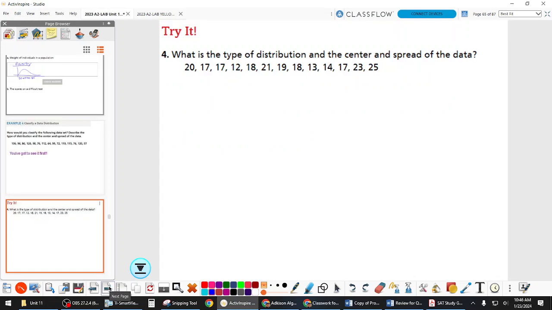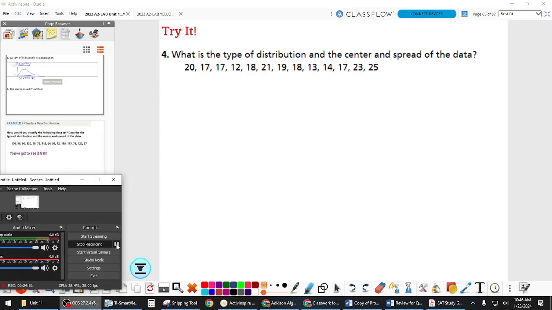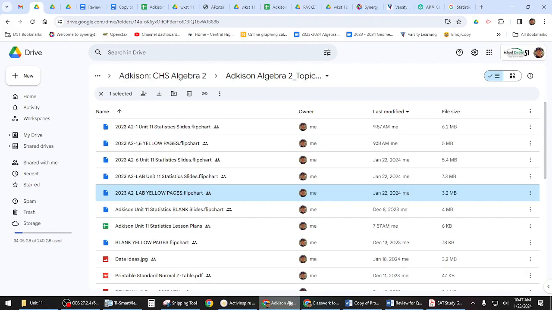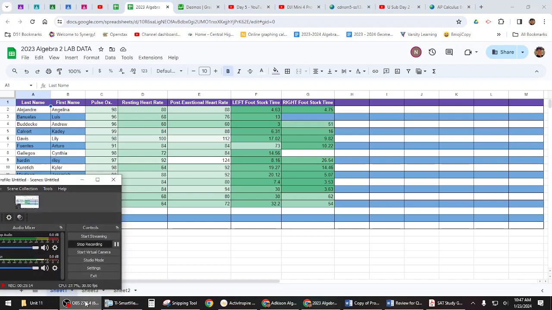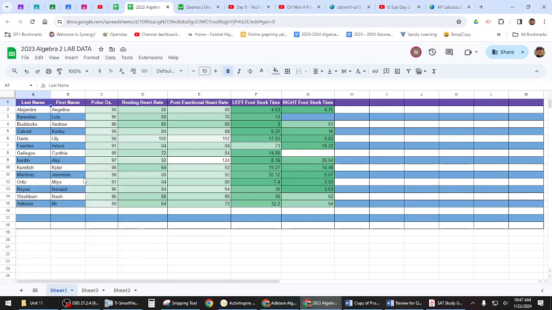Let's do a little shorter one. So you can access that data either up here or on Google Classroom. I'll leave it up here, but I want a complete SOCS analysis for Pulse Ox for our class, okay? I have a feeling you're going to find this a pretty boring graph, maybe? I don't know. Let's see how you do with it, though.